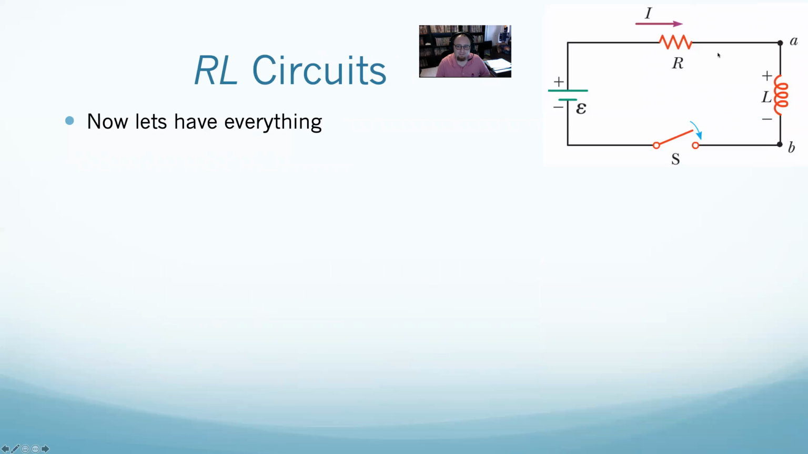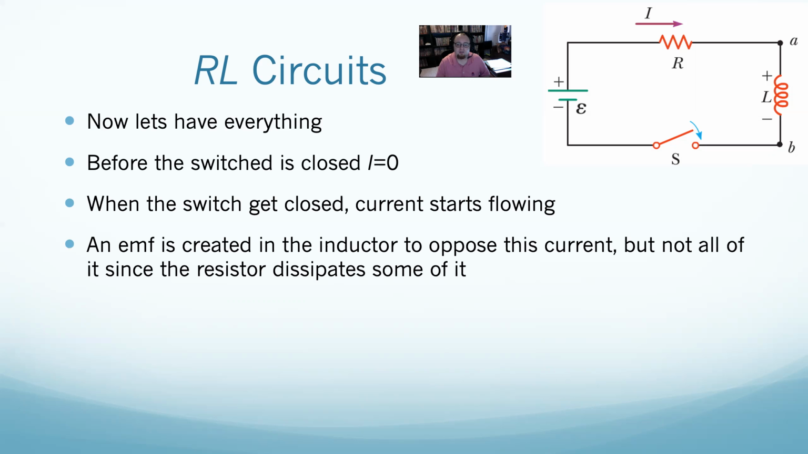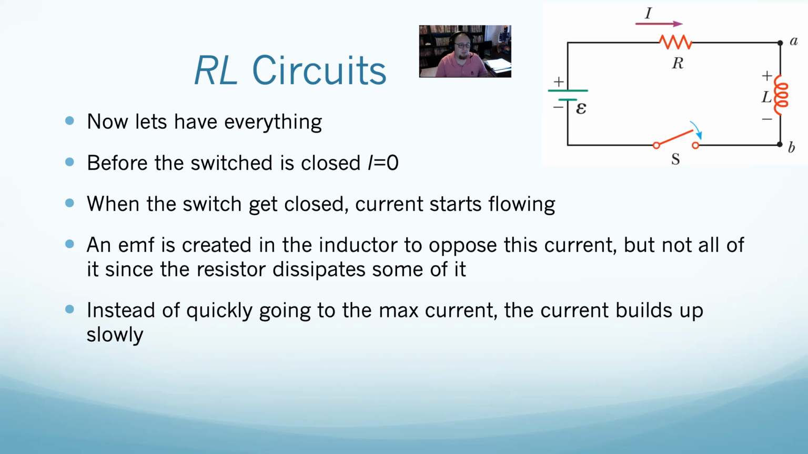If I start with this open and close my switch, right when I close the switch, current starts flowing. Right when current starts flowing, an EMF will be induced in the inductor. And that EMF induced in the inductor will try to resist the battery. It won't kill it all. If you have a resistor, it's going to keep it from killing it all, but it will slow it down, causing the current to build up slowly.